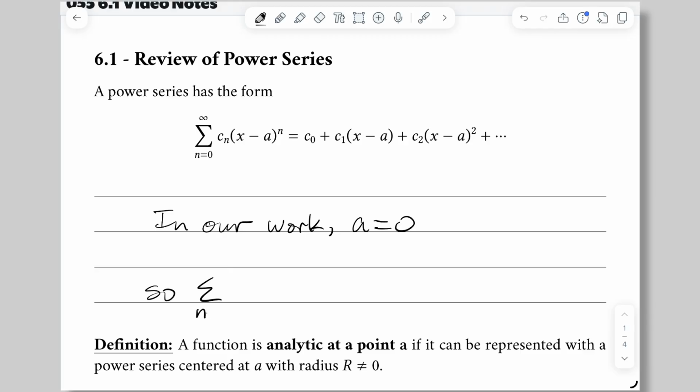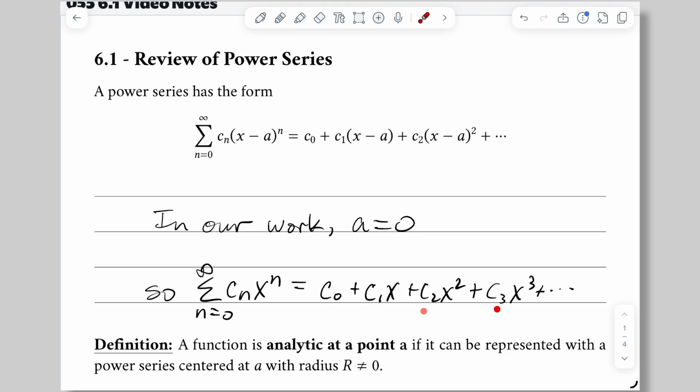So the sum as n goes from 0 to infinity of c sub n x to the n becomes our series. And that looks like c sub 0 plus c1 x plus c2 x squared and c3 x cubed, and so on. It's really important that you grasp that this is the form of a power series. When we find solutions to differential equations represented as power series, what we're really looking for are the c0, the c1, the c2, the c3. Those constants are what define a particular function as a power series.